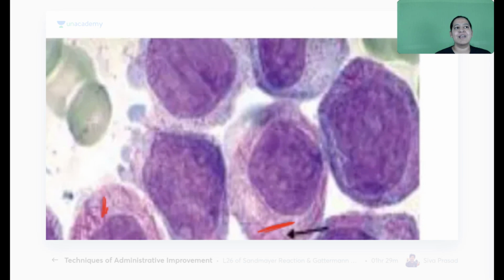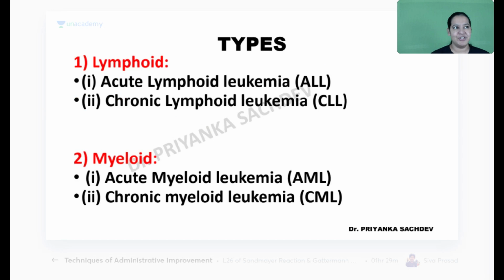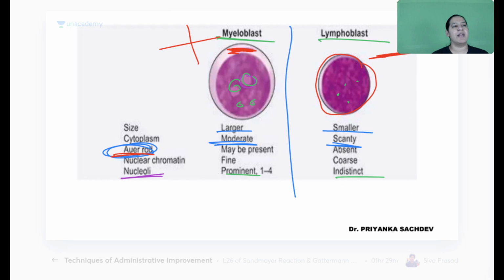What are these structures? These structures are iron rods, and iron rods are typically seen in myeloblast. They are not present in lymphoblast. If the diagram is showing iron rods in the cytoplasm, it has to be myeloblast. It is a very, very, very important MCQ. Please learn it. Should I proceed? Okay. So let me come to the next question.